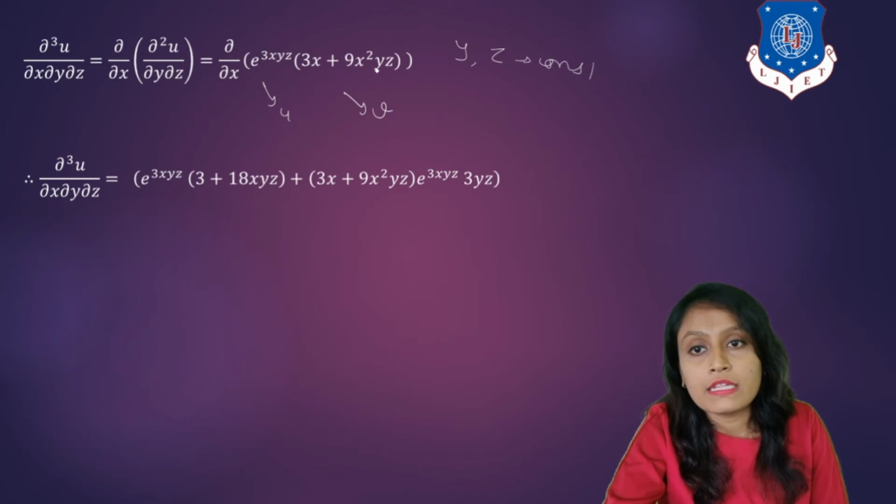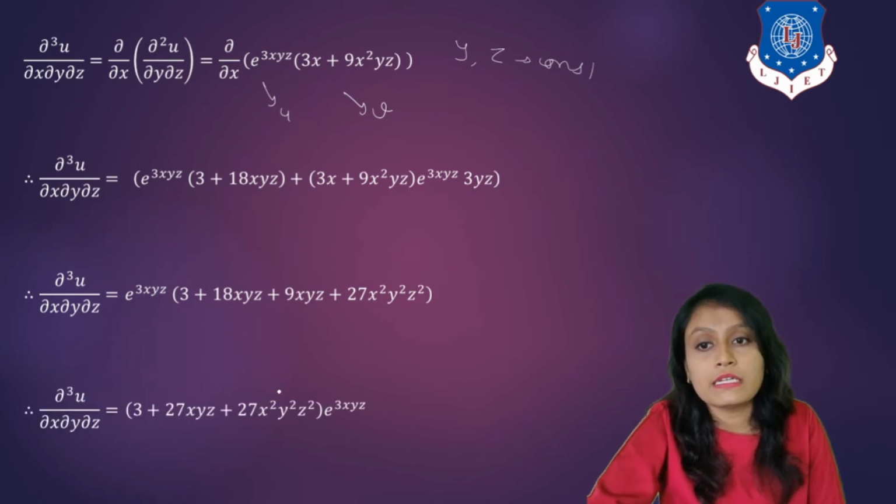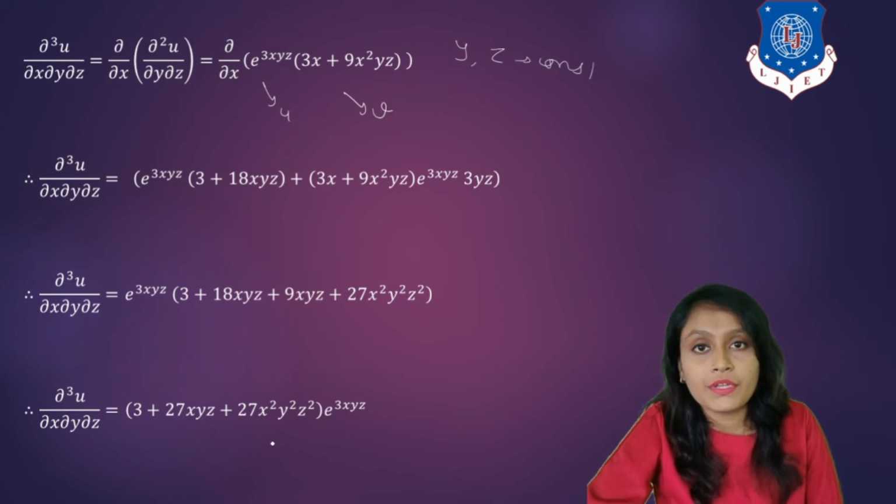So y and z are constant, 9 is also constant, and the derivative of x square is 2x. So here we have 18xyz plus this v will remain constant and the derivative of u with respect to x is e raised to 3xyz into 3yz. Okay, now we have to do just simplification. So on simplification, taking e raised to 3xyz common and simplifying it, you will get the required result.